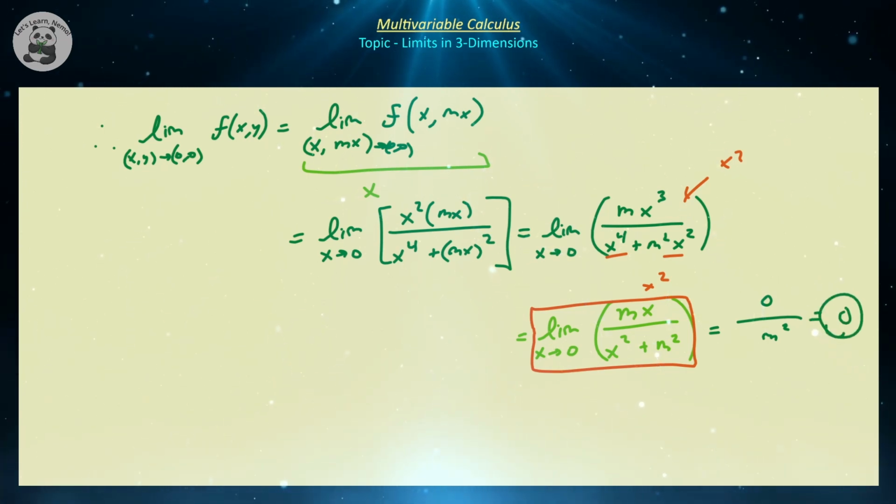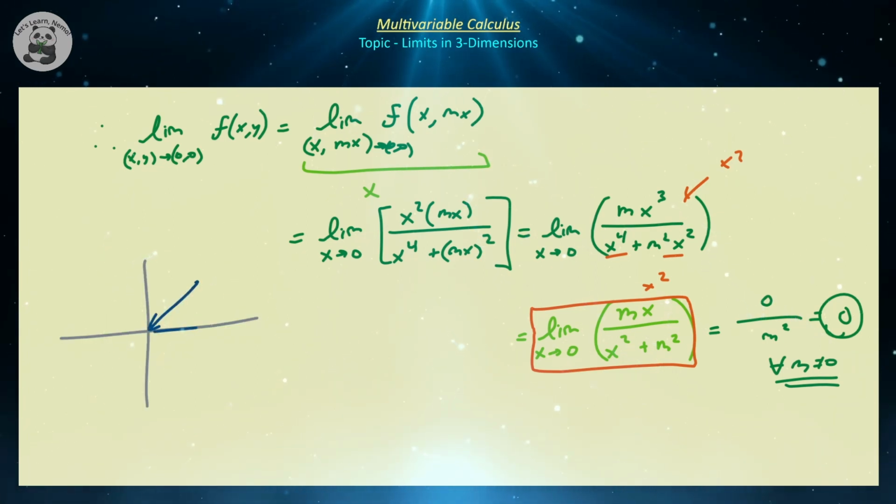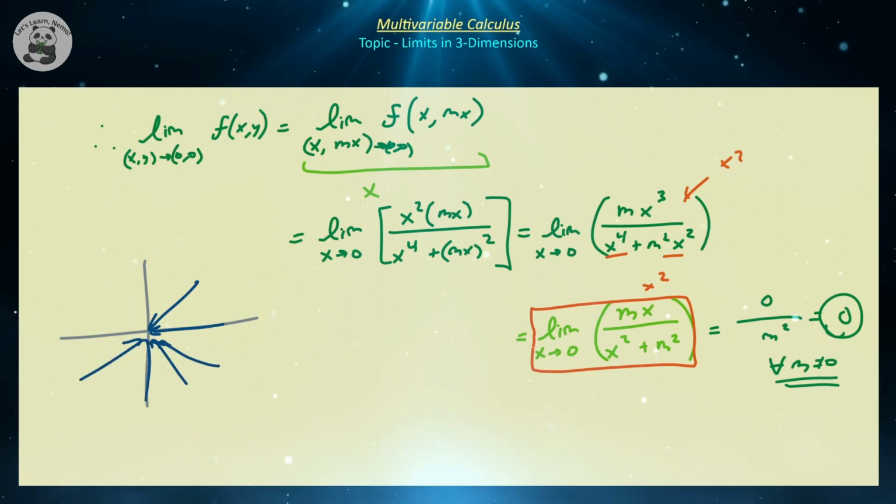And this is going to be true for all m not equal to 0, and it actually is true for both m equal to 0 and m equal to positive and negative infinity. So that's pretty interesting, the vertical and horizontal lines as well. We approach this point along any line and we get the same exact answer. So does that mean that the limit exists? No. At this point, all we've done is approach this point along lines.